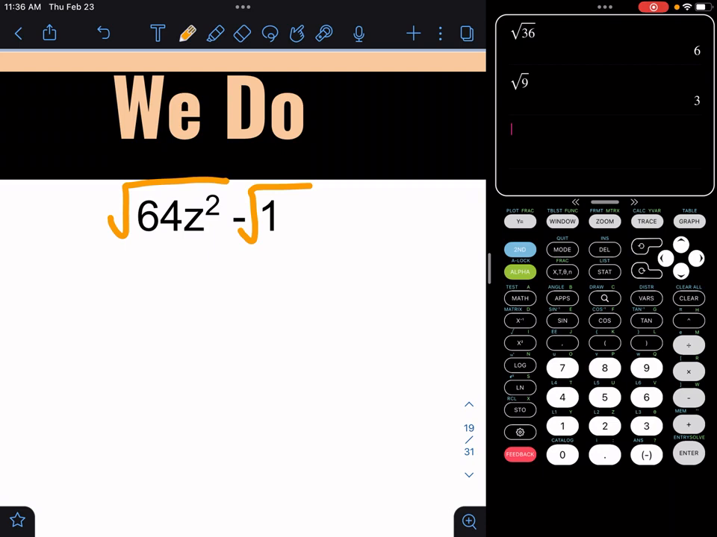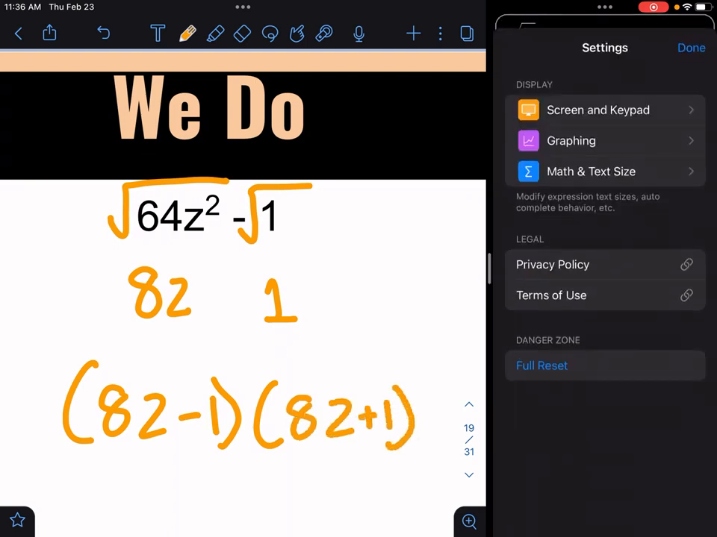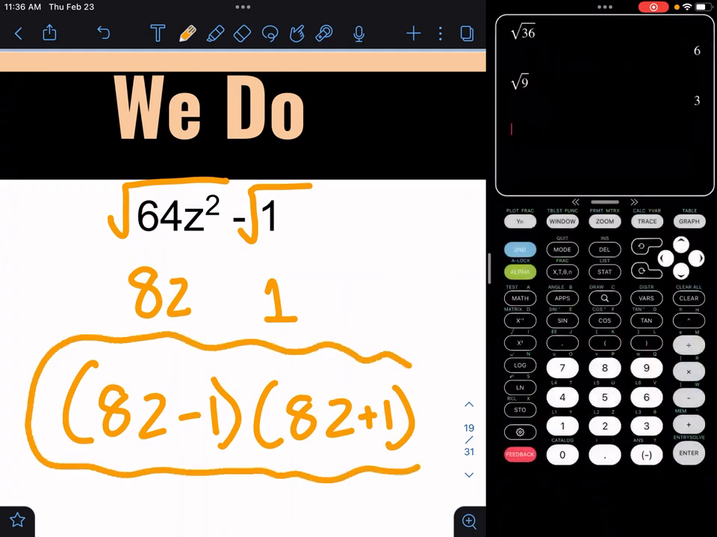The square root of 64 is 8. The square root of z squared would just be z. And the square root of 1 is 1. So we would have 8z minus 1 and 8z plus 1. Or you could put minus plus, plus minus, doesn't matter. And this is factored form. You can check it by multiplying and you would end up with our original answer.